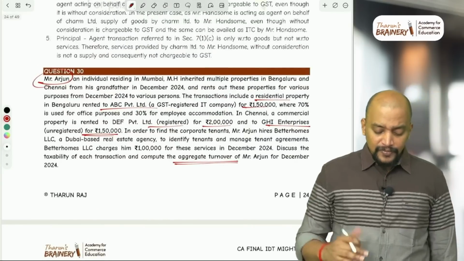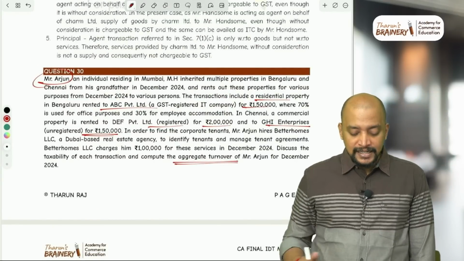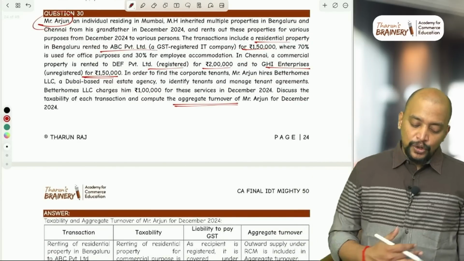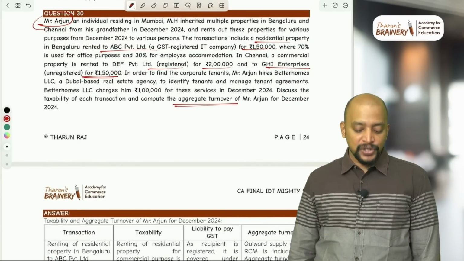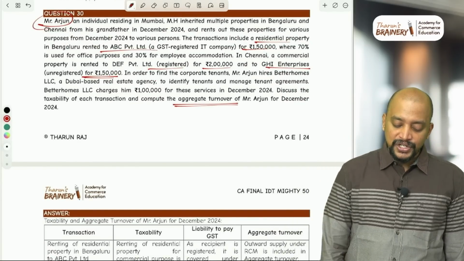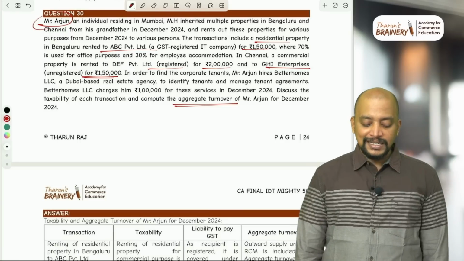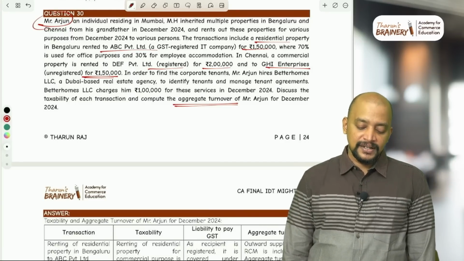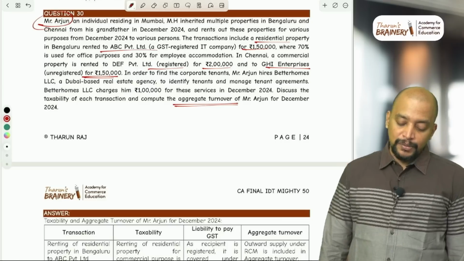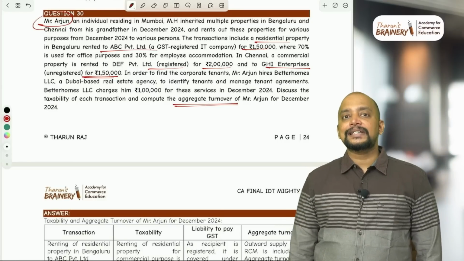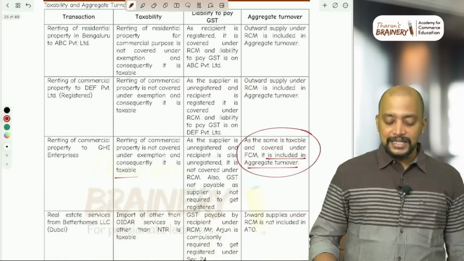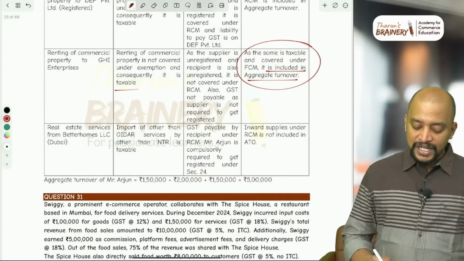Next one. In order to find the corporate tenants, Mr. Arjun hires Better Homes LLC, a Dubai-based real estate agency, to identify tenants and manage tenant agreements. Better Homes LLC charges him 1 lakh for this service in December. Discuss the taxability. So what about this? In this case, it is real estate agent services, from Better Homes LLC, Dubai.